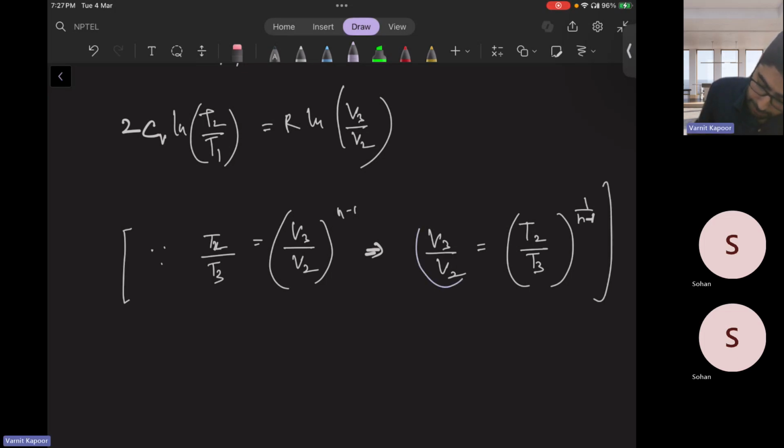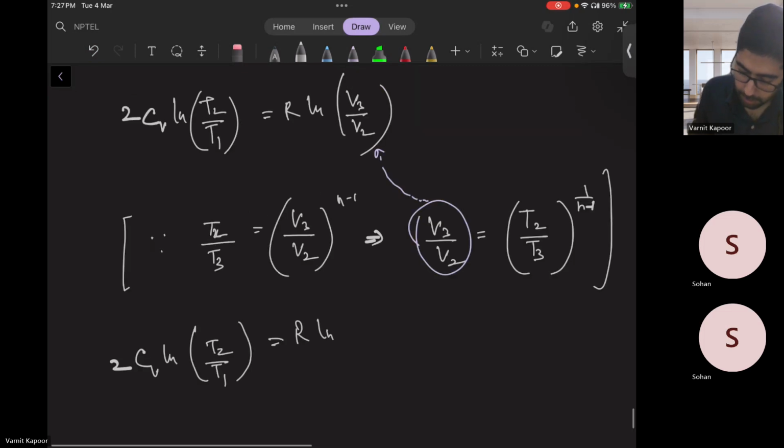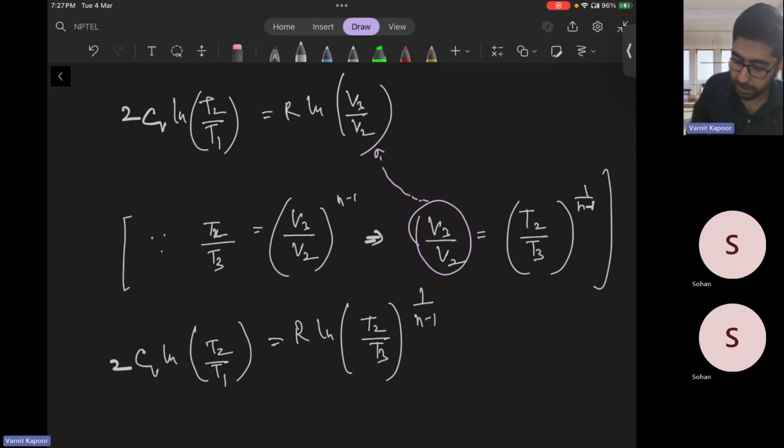Now put this V3 by V2 here. So this will be 2 times Cv ln T2 by T1 is equal to R ln T2 by T3 to the power of 1 over n minus 1. And T3 is again T1 only. So you can write this T3 as T1, since it's given that T1 and T3 are the same.